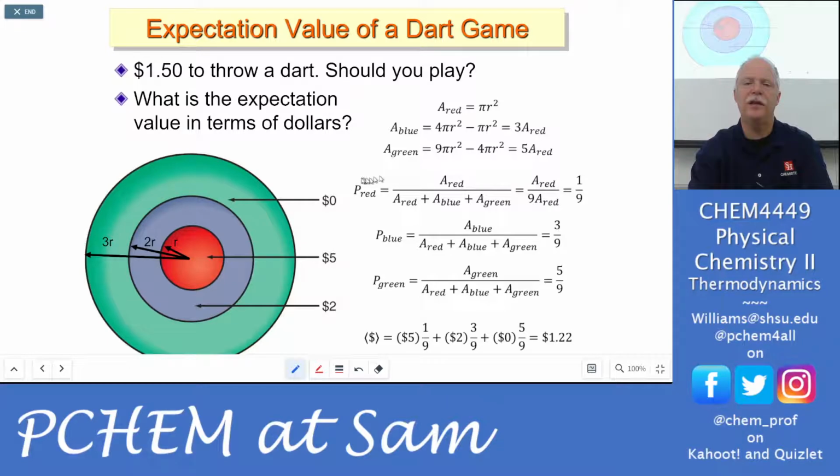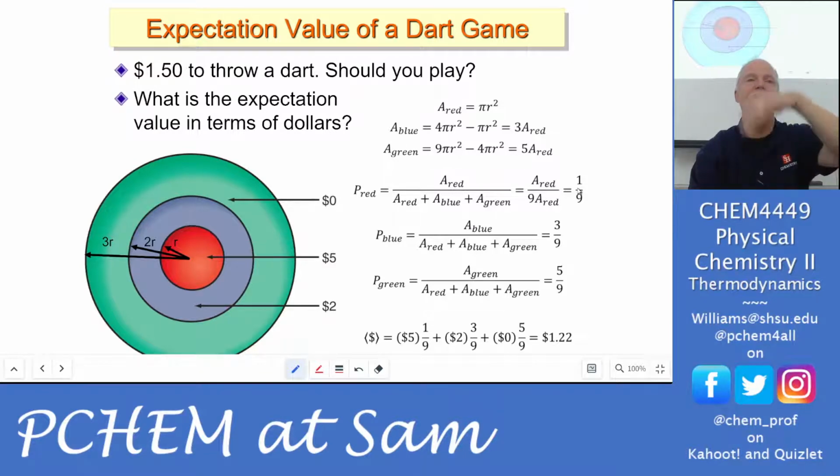And so our probability of being in the red is, again, just the ratio of the areas. So we have the area of the red divided by all of the areas: a red, a blue, a green. That's why I wrote blue and green in terms of red. So we have 3 and 5. If you add all those up, we got 9 times the area of the red. Look at that. The areas of the red cancel, and we have a 1/9 probability of hitting that red dot.